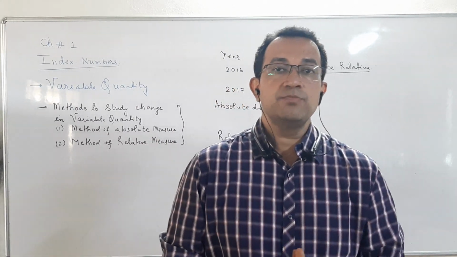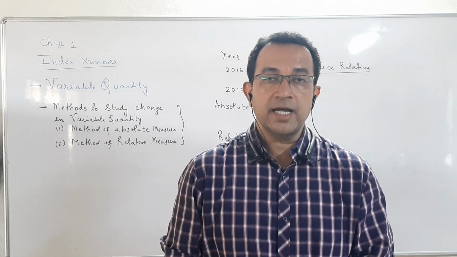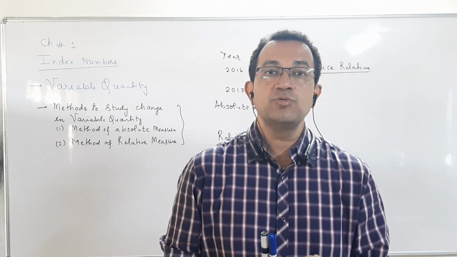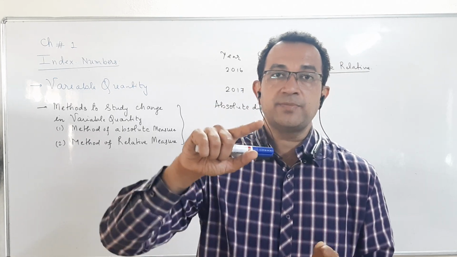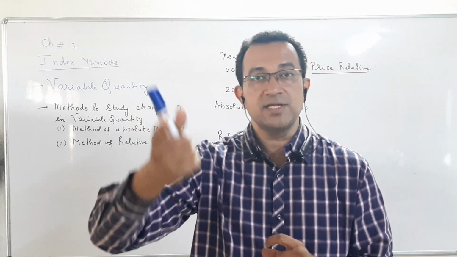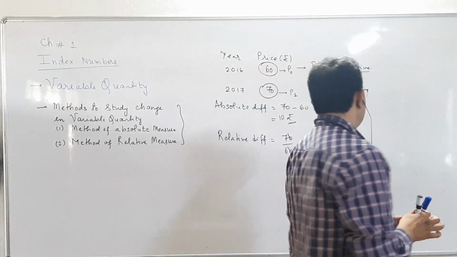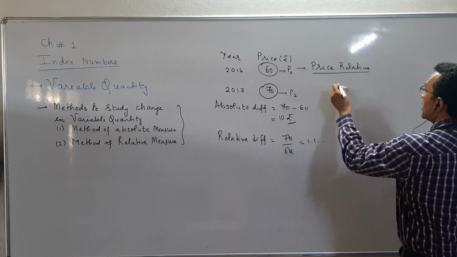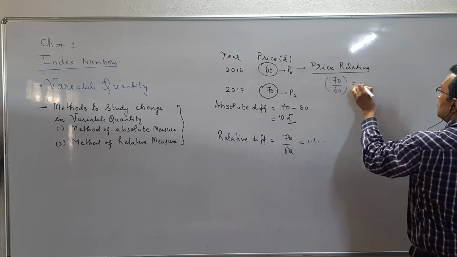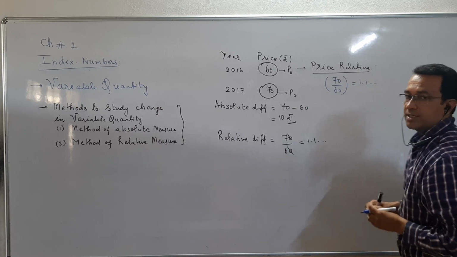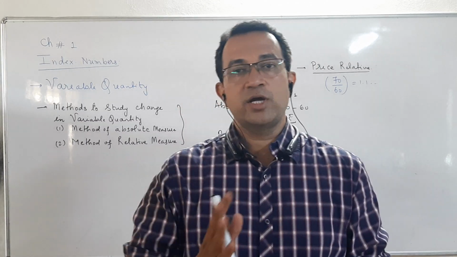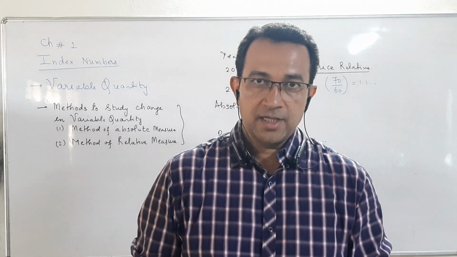So students, before defining index number, I am defining price relative. The ratio of price P1 to P0, where P1 is the price of the higher year and P0 is the price of the previous year, is called price relative. So here I can say 70 by 60, this ratio, which is 1.1 something, is called price relative. I suppose this is clear.